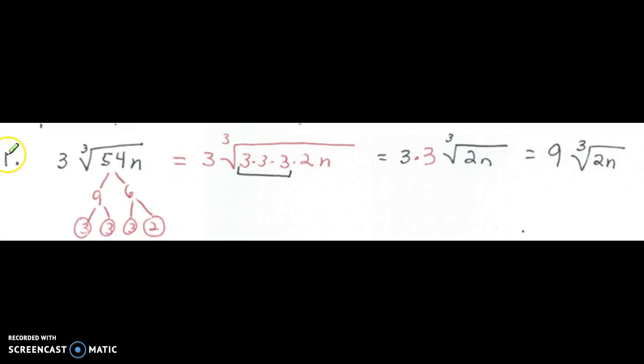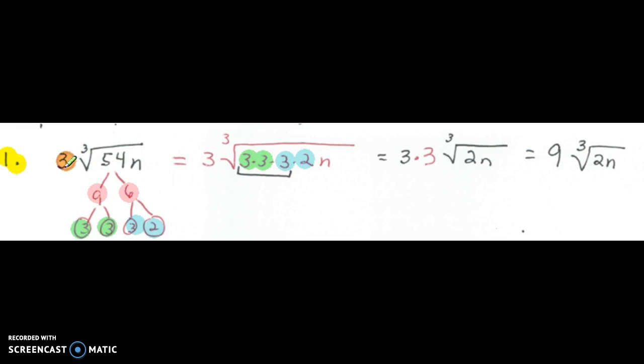In problem number 1, my first step is going to factor 54. What times what is 54? I could use 9 and 6. Next, I'm going to factor 9, 3 and 3. That's how I got these two 3's. I'm going to factor 6. 3 times 2. That's how I got that 3 and that 2.